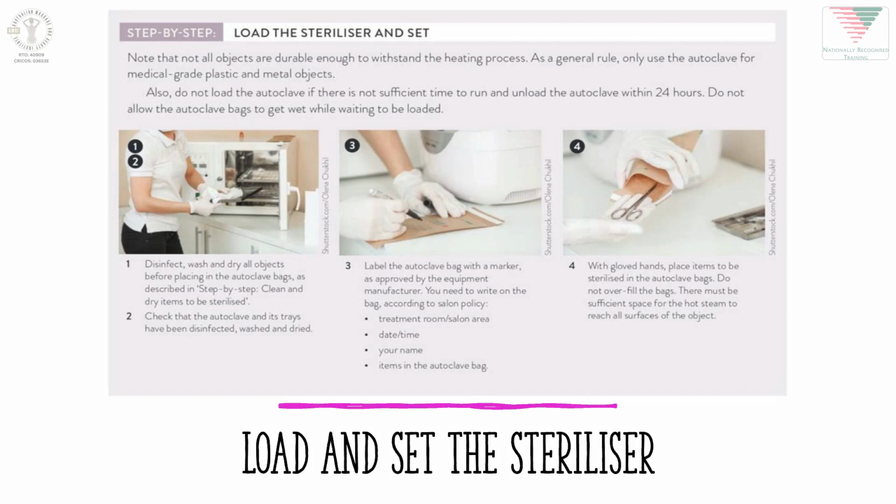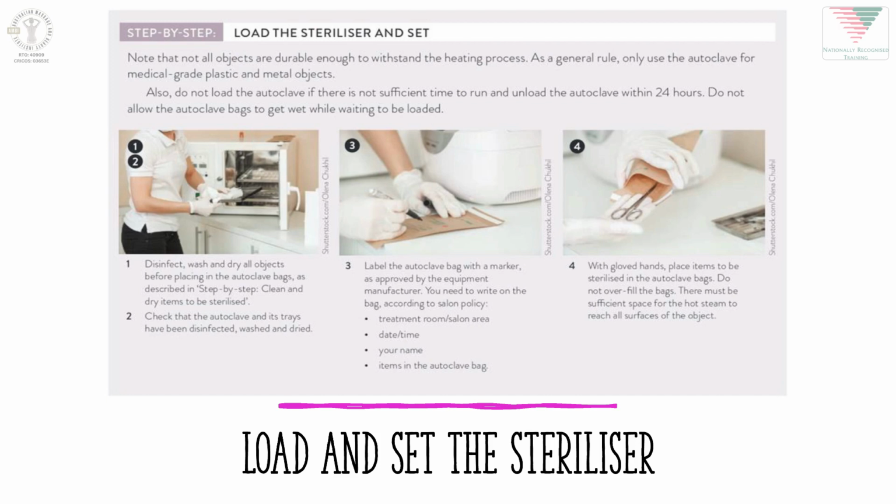Step by step, load the sterilizer and set. Note that not all objects are durable enough to withstand the heating process. As a general rule, only use the autoclave for medical-grade plastic and metal objects. Also, do not load the autoclave if there is not sufficient time to run, and unload the autoclave within 24 hours. Do not allow the autoclave bags to get wet while waiting to be loaded.